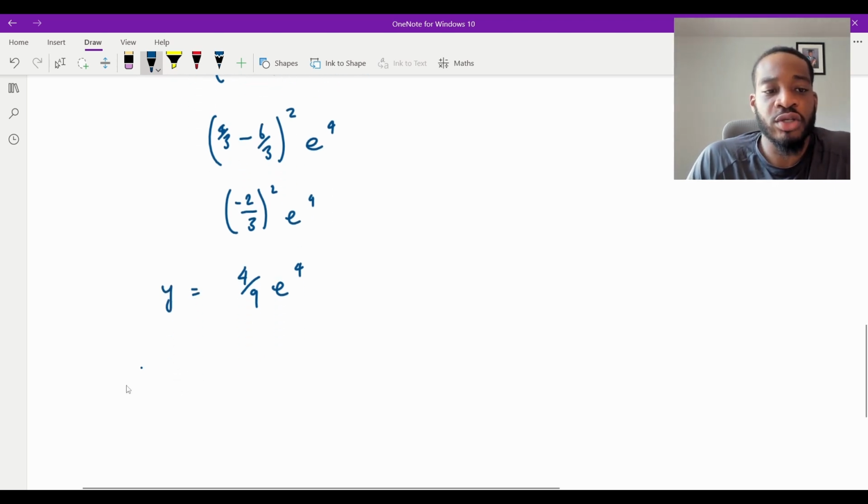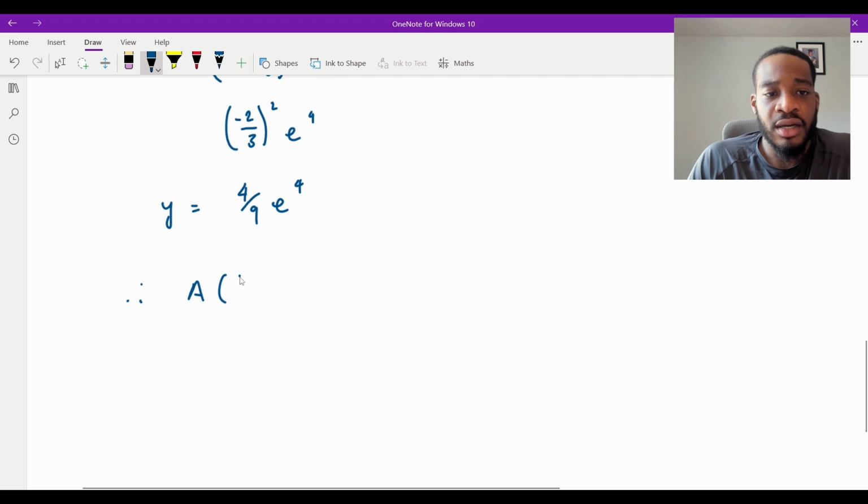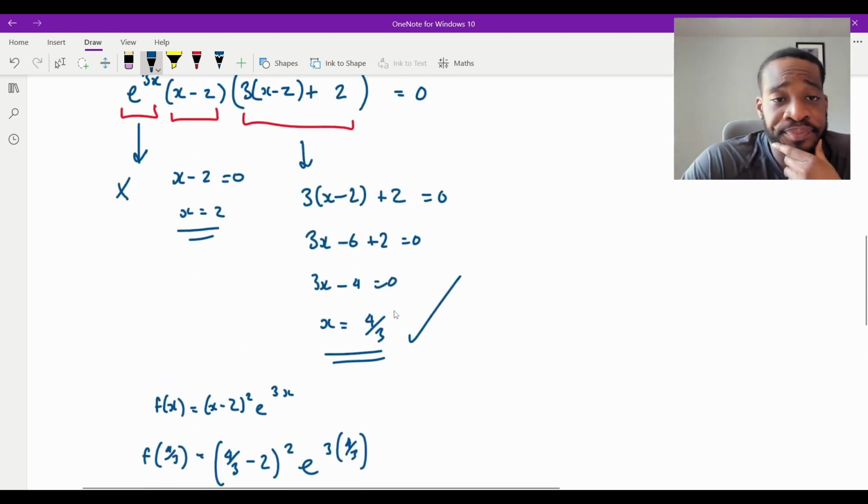So therefore, the coordinates of A, which is what we're looking for, is going to be x is, what was x again? 4/3, wasn't it? X was 4/3, and y is 4 ninths e to the 4. And it's in terms of e because they asked us for the exact coordinates, didn't they? So that would be your answer for part A.